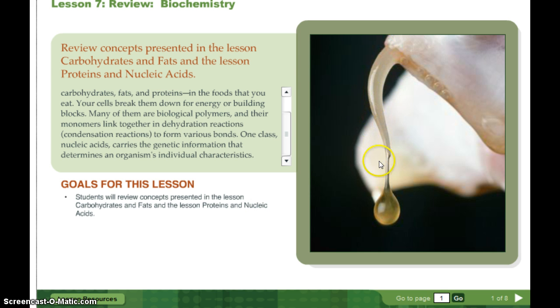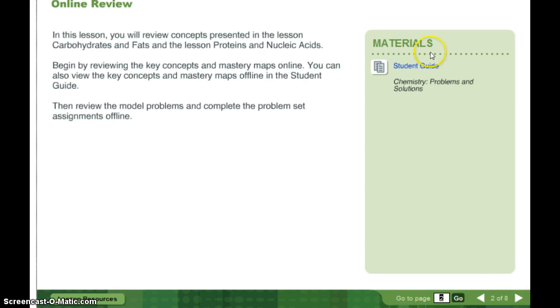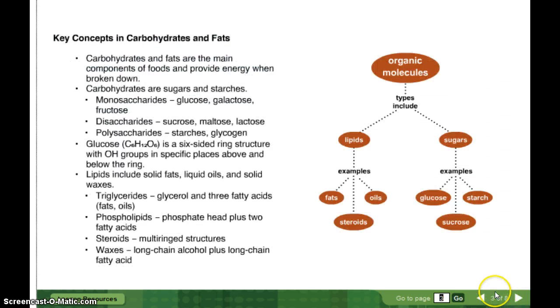And this is the snake venom. Do you remember which class the snake venom belonged to? It was protein. So here's the student guide.